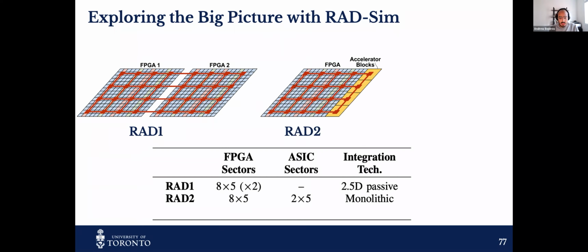The second RAD is something quite similar to the Versal style architecture. So there's an FPGA fabric and a side complex of accelerator blocks.